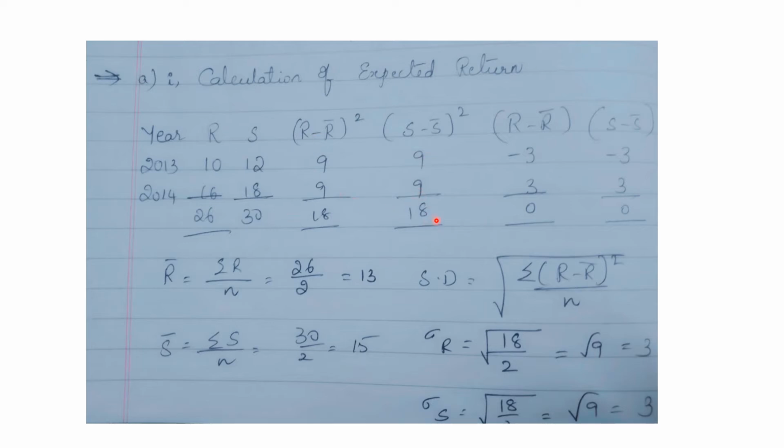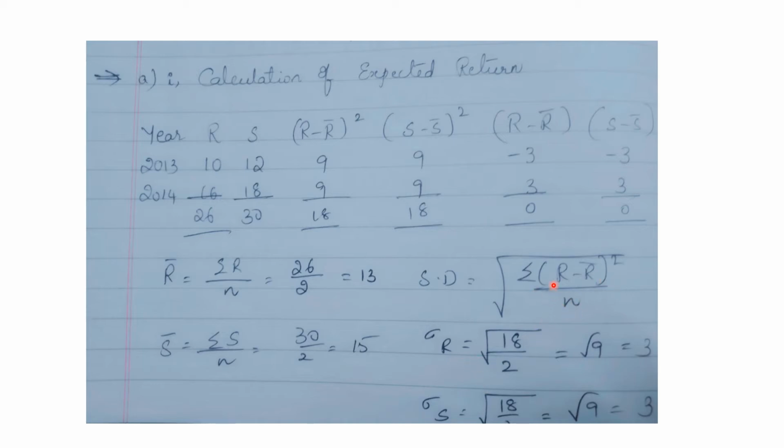So now just add these values and keep. Then find out the standard deviation. So standard deviation is equal to root of summation (r minus r bar) the whole square upon n. So this is the formula for the standard deviation: root of summation (r minus r bar) the whole square upon n.